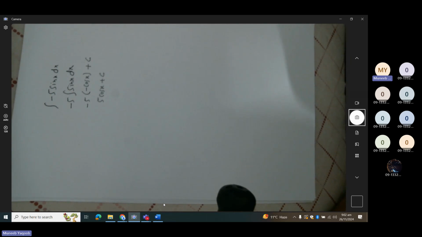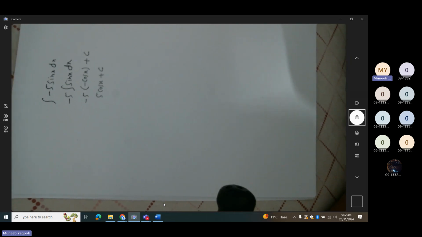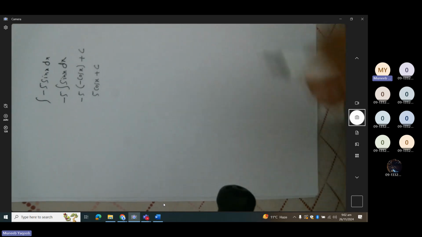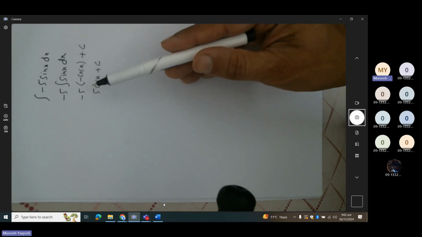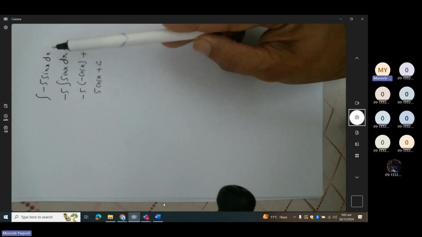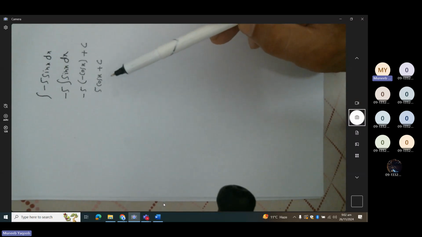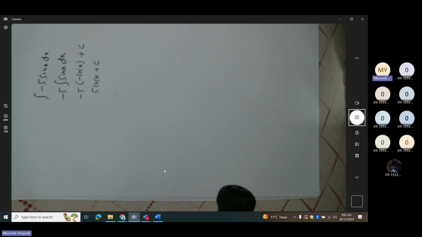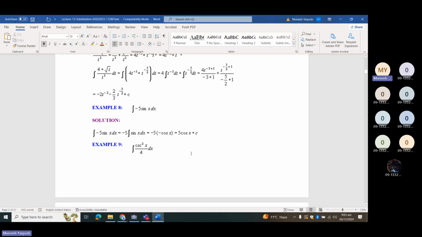So you saw that we basically used the basic formula that integral of sine x is minus cos x. And all other steps are very basic steps. So hence we integrated the function minus 5 sine x dx and got the final answer 5 cos x plus c. Okay. So I hope you understand these things because these are very basic formulas. Now coming to example number 9, where we are to integrate cosecant square x upon 4.